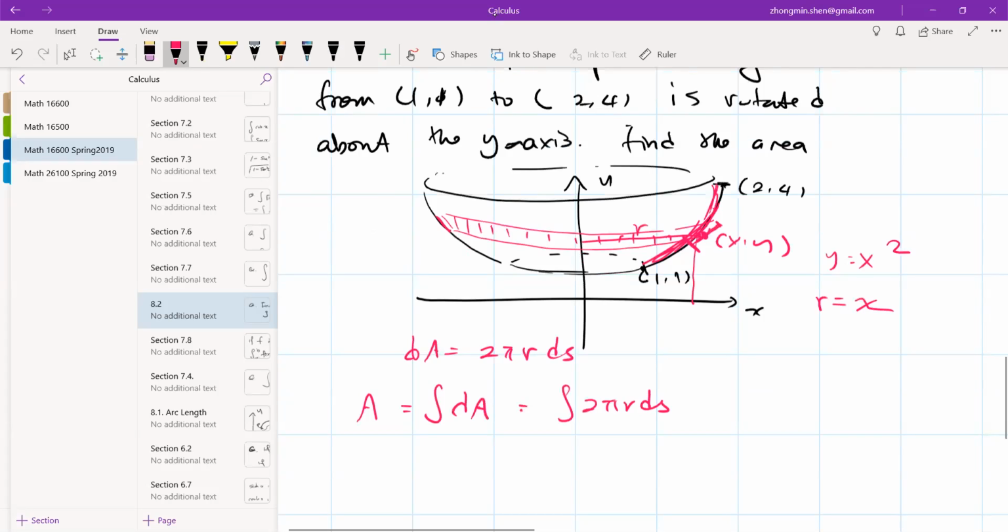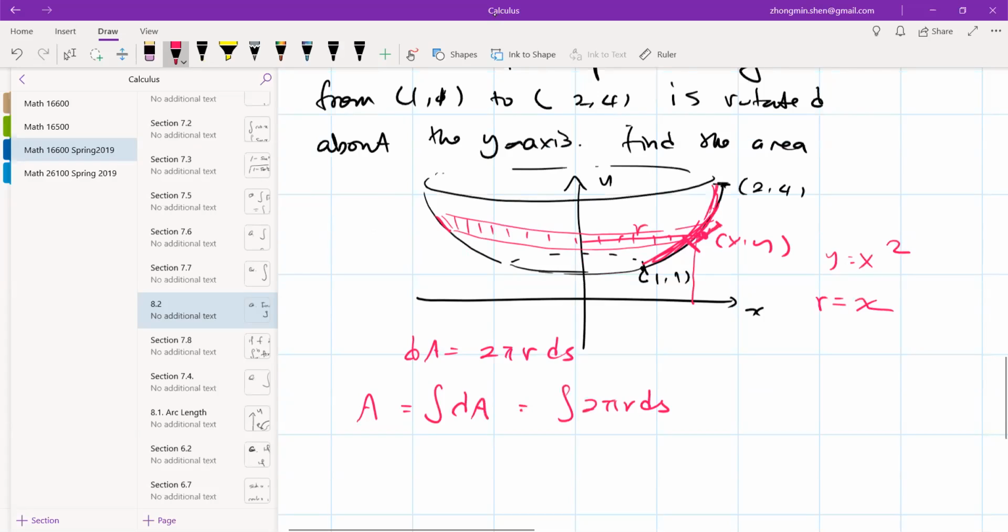This is not the easy part. Students always get confused and have no clue what to do. You have to draw the picture. Step 1, draw the picture. Step 2, indicate the radius r and the point on the original curve. Then you see what you have to do.